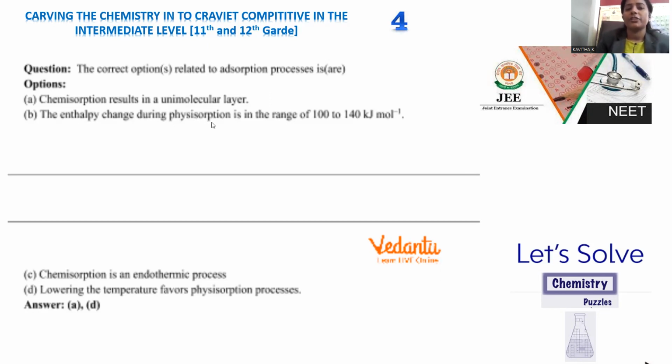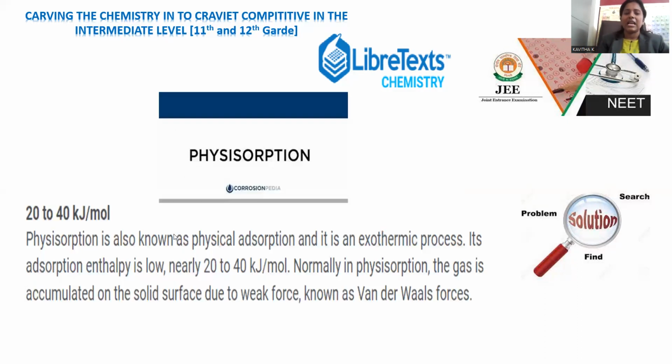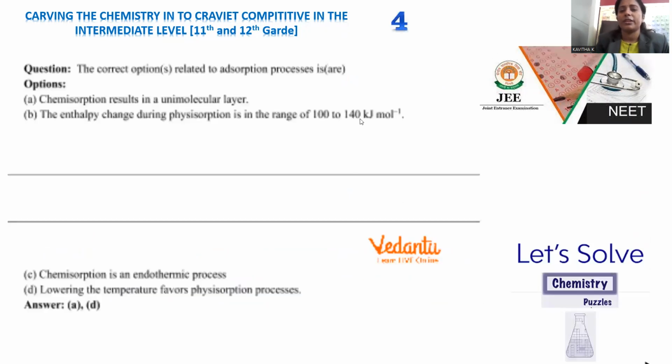And the enthalpy change during physisorption is in the range of 100 to 140 kilojoules per mole. Physisorption involves very weak forces. That's the reason why the amount of heat evolved is also very little. In physisorption, around 20 to 40 kilojoules per mole of energy only is released, extremely less, because weak forces are involved. That's why heat evolved is also very less, right? So here it is 20 to 40 kilojoules per mole, but the numerals provided are somewhat high, so we can cancel out option B.